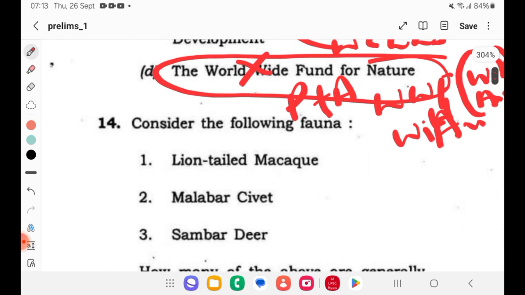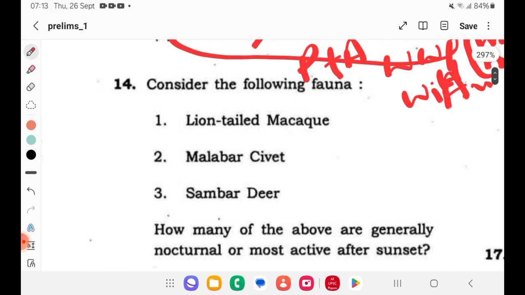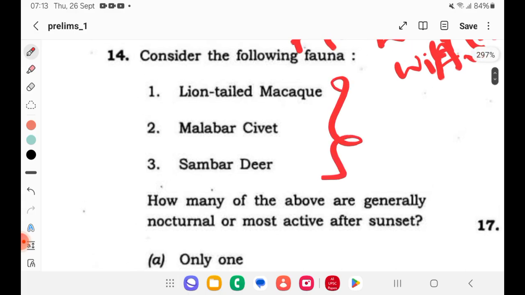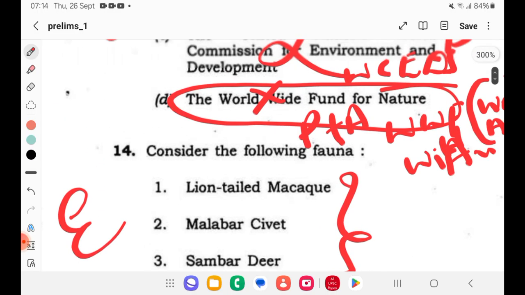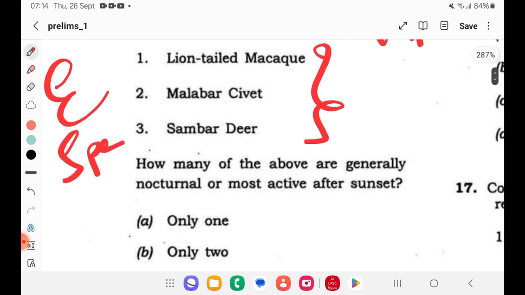So second one for today, 14th question. Consider the following fauna. A lion-tailed macaque, Malabar civet, sambar deer. Okay. How many of the above are generally nocturnal or most active after sunset? First of all, they are talking about the species. We are going with environment and ecology subject. So whenever you study about environment ecology, you should study about different organization. We learn from here, and we should also learn from important species, right? And their behavior. So I'll say why it is important.